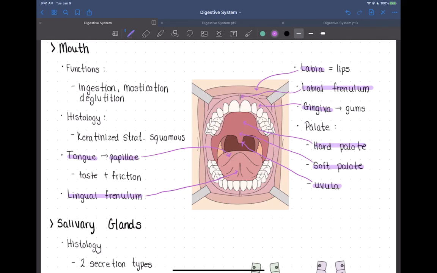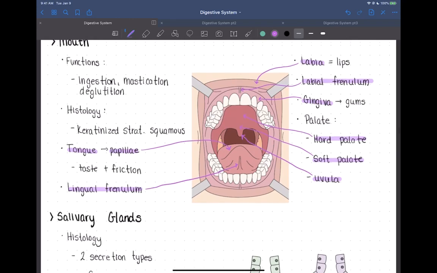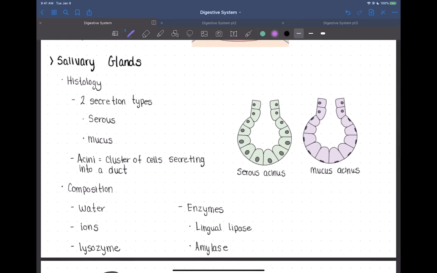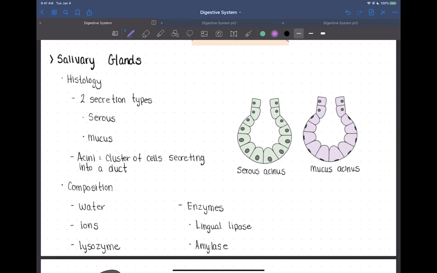Okay, so that's the mouth and all the structures involved in the mouth. So let's talk about the salivary glands. They're obviously going to be secreting into that mouth. With the salivary glands, there's two different types of secretions that can be made. We have a serous and a mucus secretion. The serous secretion is going to be watery, a very fluid, watery secretion. And then the mucus is going to be a more thick secretion.